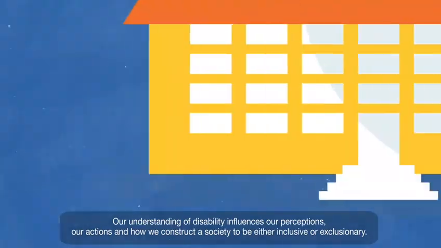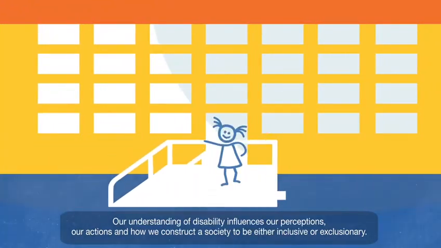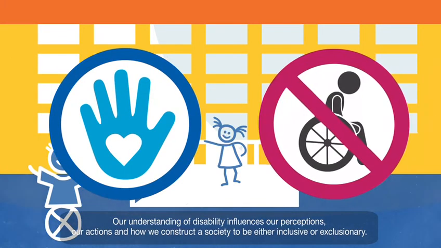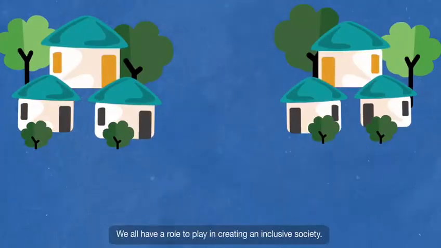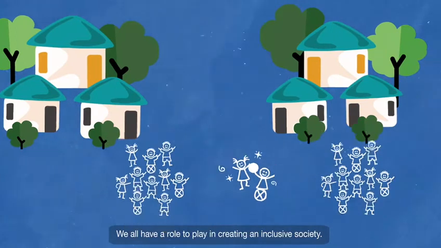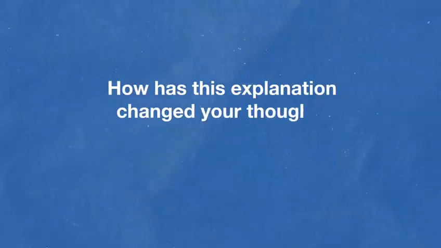So, why is it important to look at disability in this way? Our understanding of disability influences our perceptions, our actions, and how we construct a society to either be inclusive or exclusionary. We all have a role to play in creating an inclusive society. How has this explanation changed your thoughts on disability?